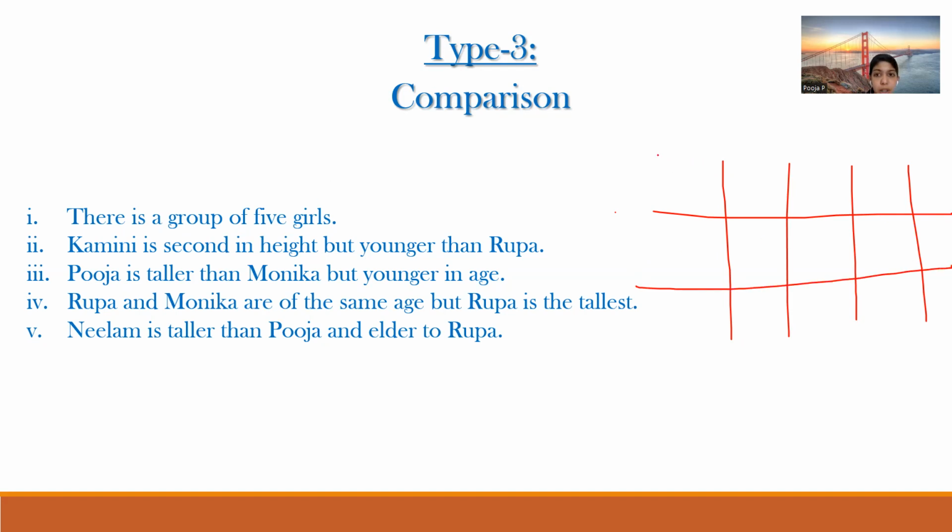So Kamini is second in height. That is, she is the second tallest. And Pooja is taller than Monica but younger in age. But before that, Kamini is second in height but younger than Rupa. So younger than Rupa. I'm just putting it as younger than who? Pooja is taller than Monica but younger in age. We don't know how tall is Pooja, but we've got that she is younger than Monica.